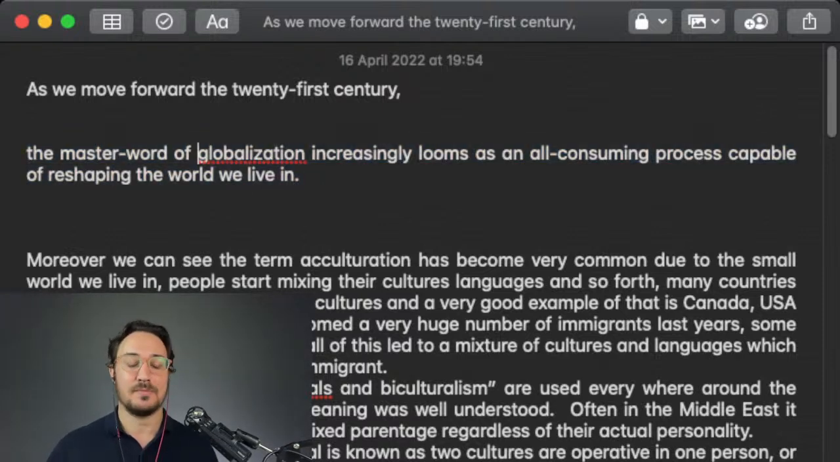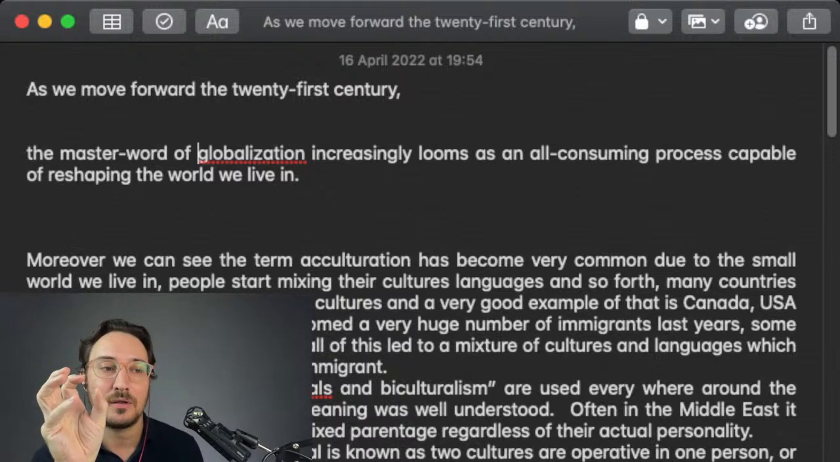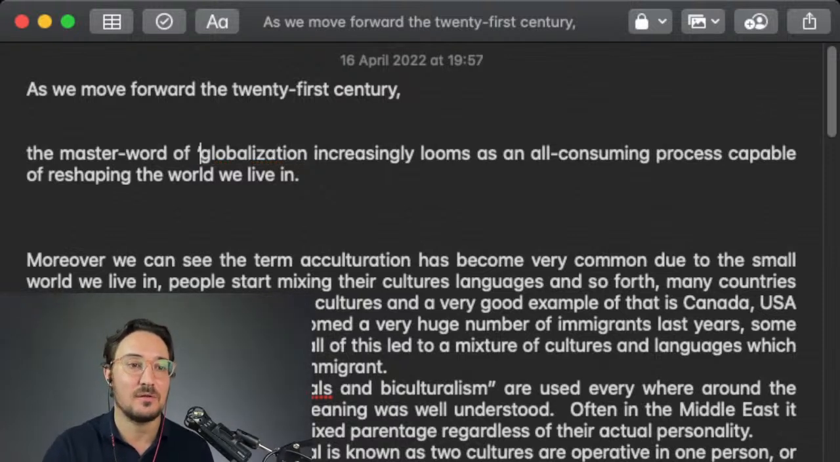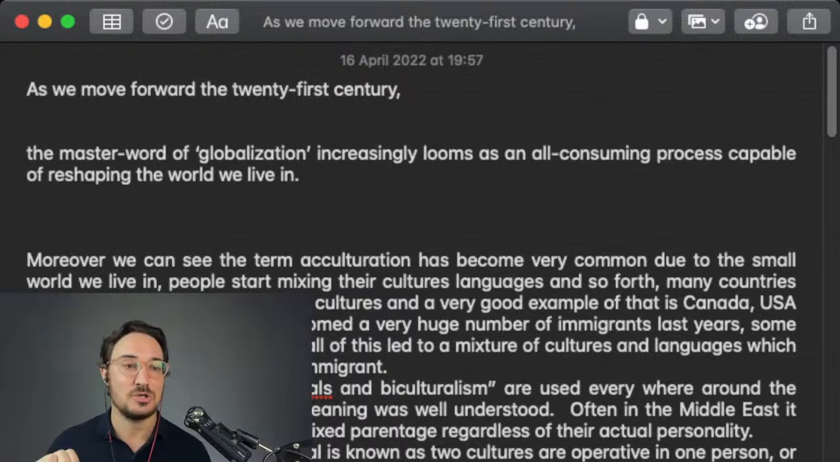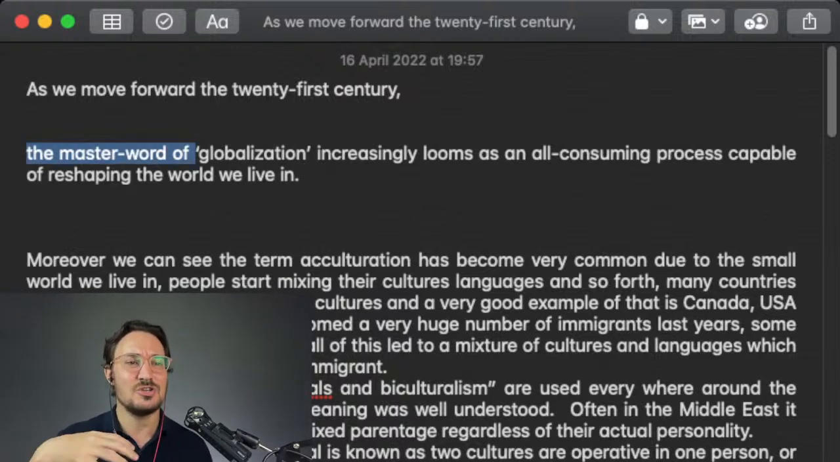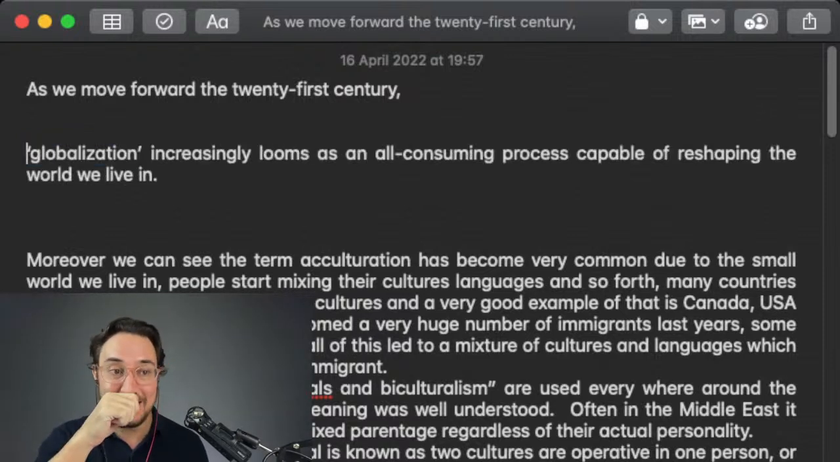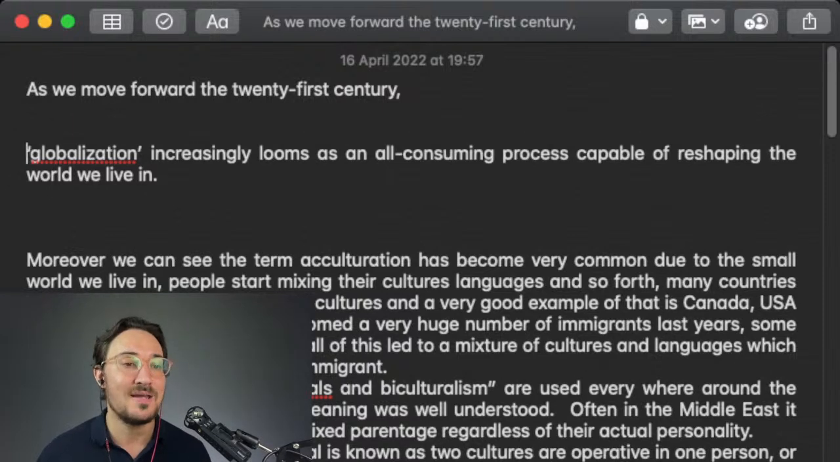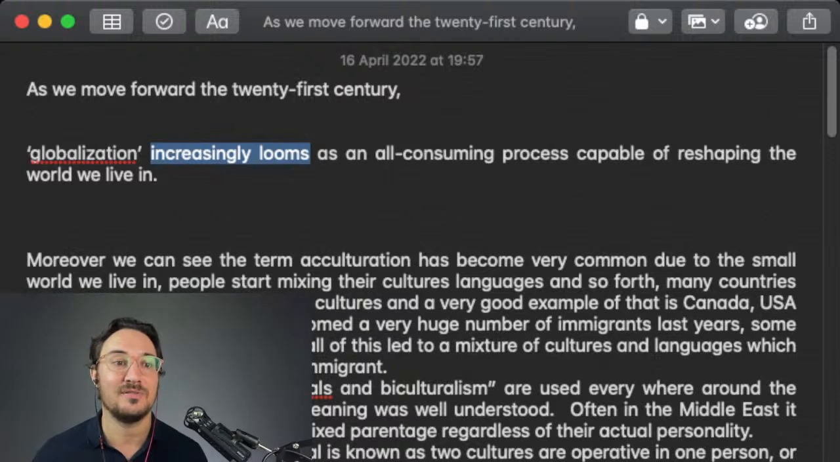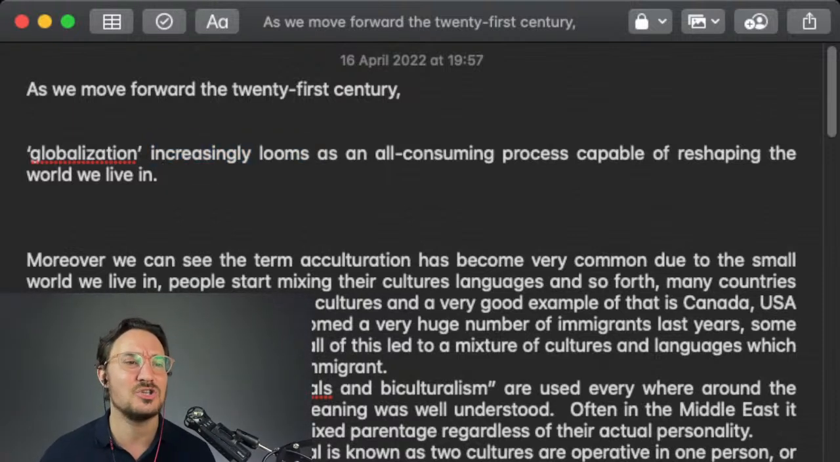Well, firstly, if you want to talk about a word, then you should use some speech marks like that. The master word of globalization. But this part really isn't necessary, is it? You're just trying to sound clever. The master word of globalization. Just delete it. You don't need it. Okay, globalization increasingly looms. Increasingly looms. Well, why increasingly? Why not just say looms? Okay.